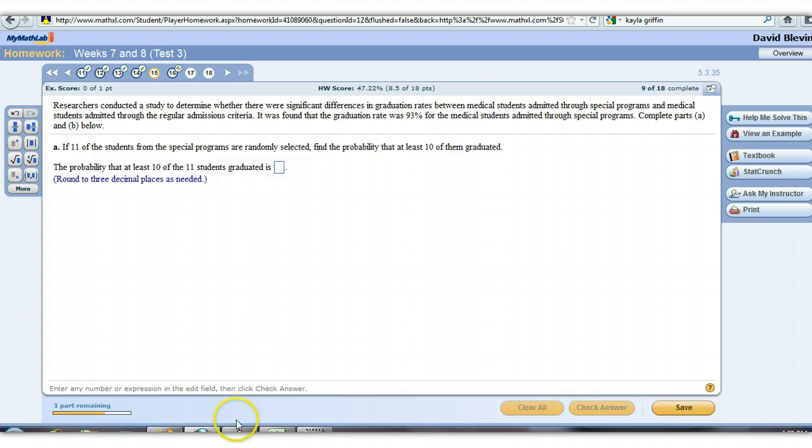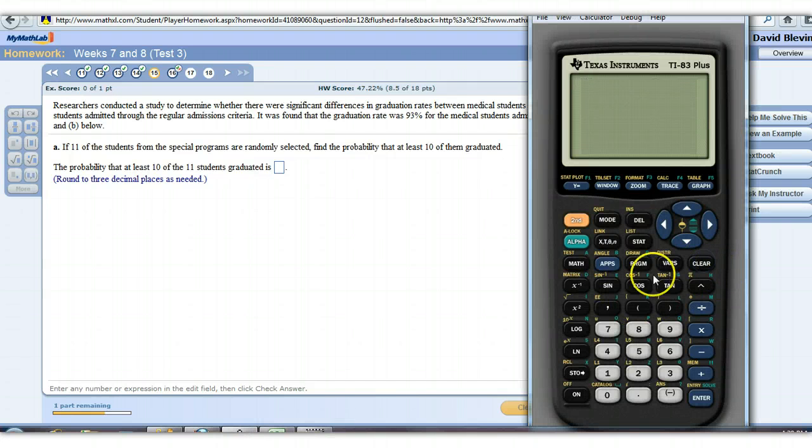So the probability of 10 and the probability of 11 I could find on my calculator by doing the binomial PDF. Alright, 11 people are being selected. A 93%, 0.93, change it to a decimal. 93% graduation rate, and then 10, and then add to that the binomial PDF 11, comma, 0.93, comma, all 11 graduate, and hit enter. So 0.822 to 3 decimal places, 0.823.